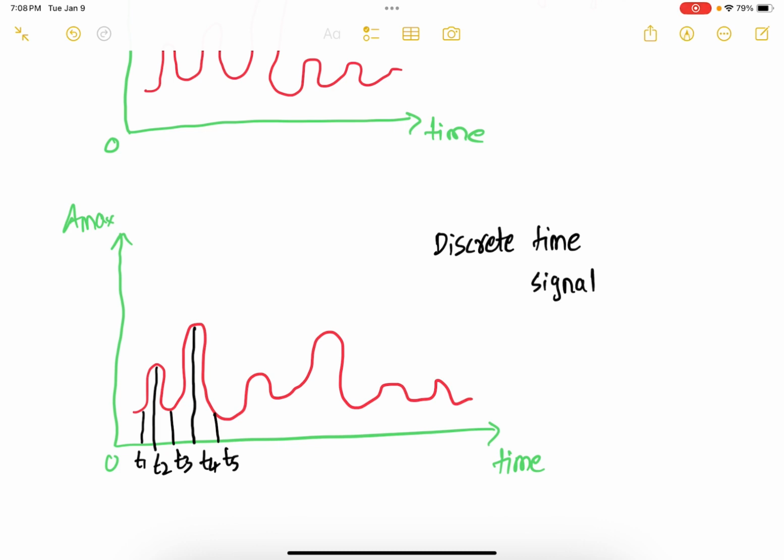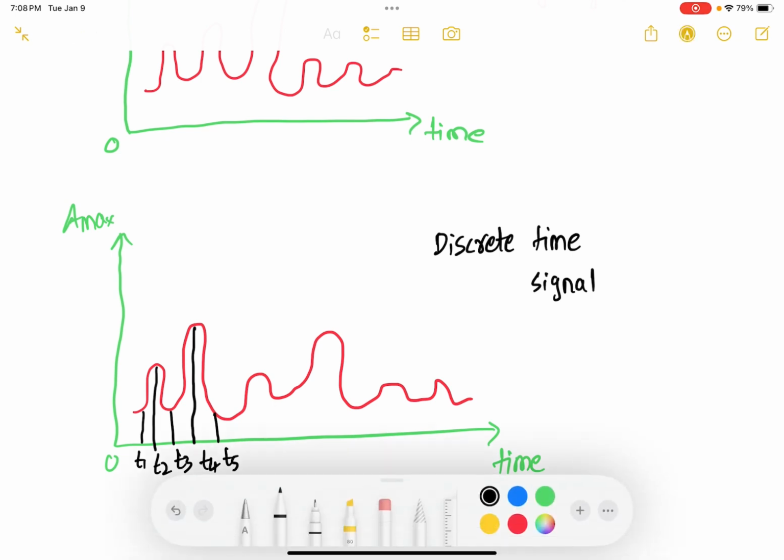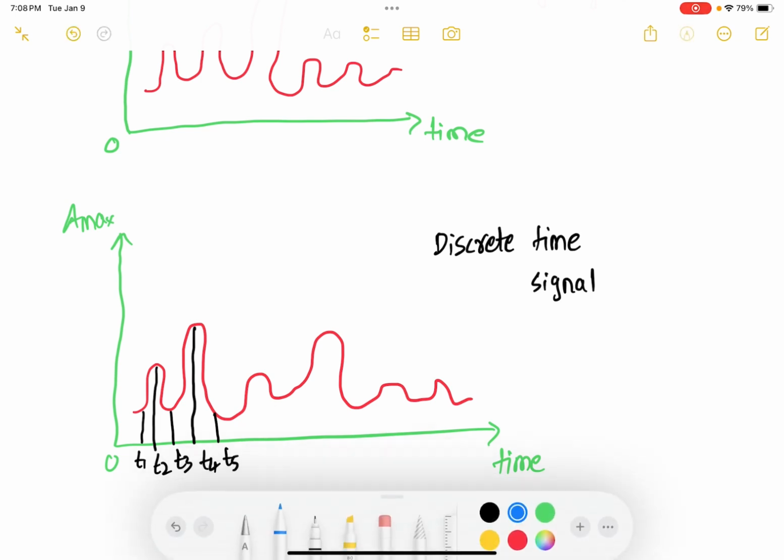So as you can see, I'm not too worried about what happens in between. For example, between T1 and T2, I'm not worried about how it's varying. I'm only worried about what's the value at time T1 and what's the value at time T2. So this is the difference between an analog signal and a discrete time signal.